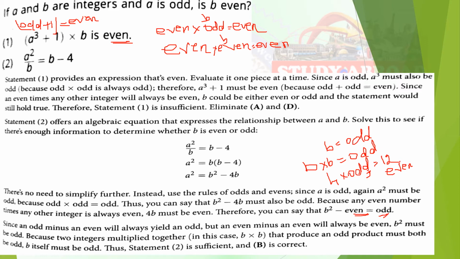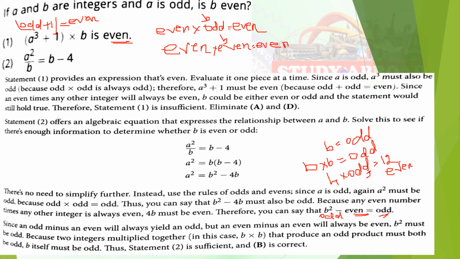4 into odd. So here I consider b is odd. So 4 into 3, 3 is an odd number. So odd integer into even integer you will get even only. Now even I will consider here even. So odd minus even is always odd only, and even minus even is always even only.